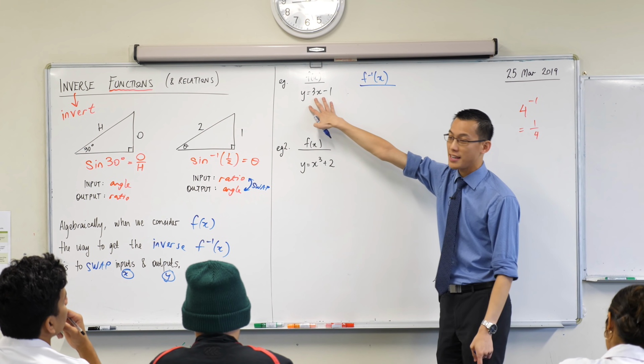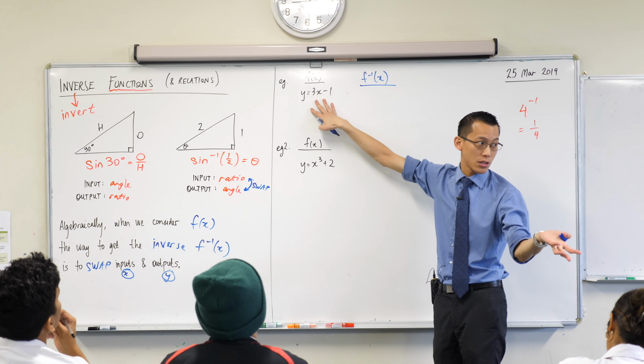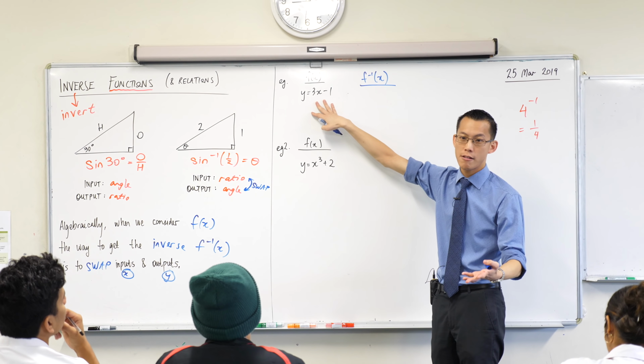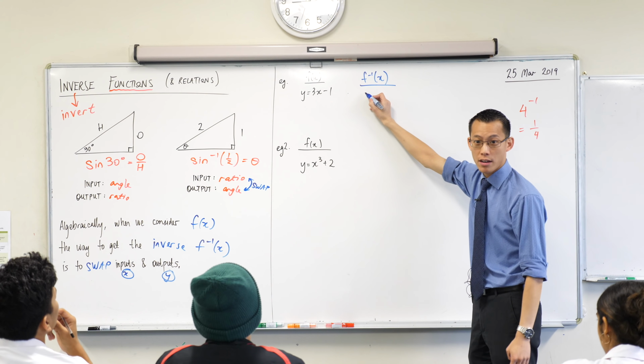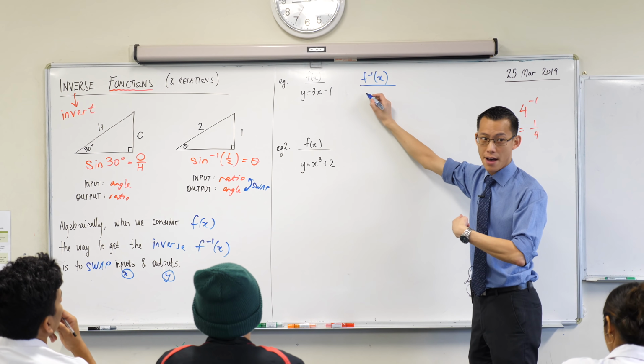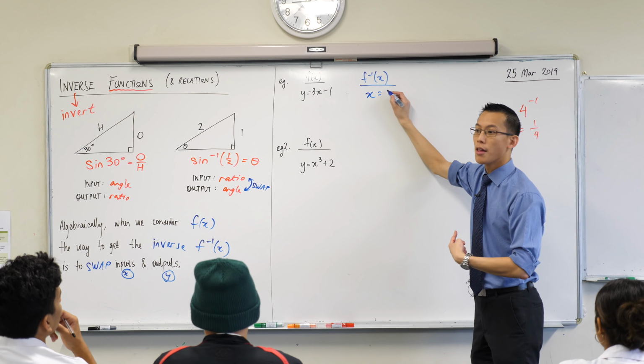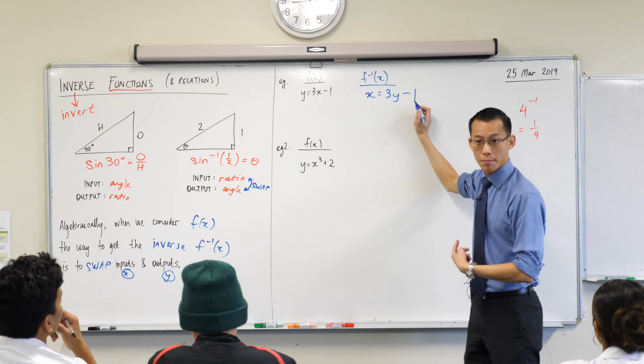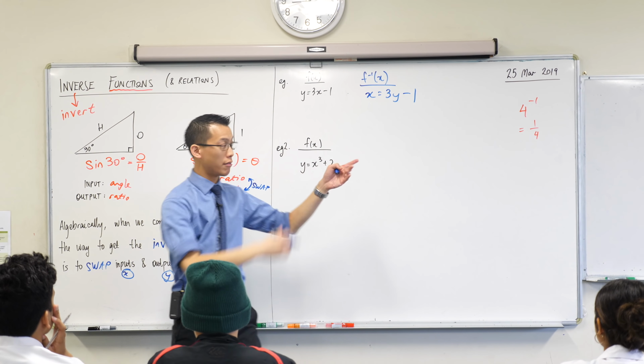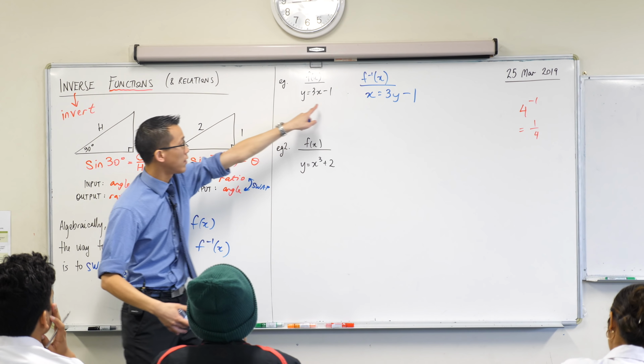So everything that I see here, I'm going to rewrite. But everywhere I see an x, I'll swap it for a y. Everywhere I saw a y, swap it for an x. So I'm going to get, instead of y equals, I'll have x equals 3y minus 1. Now, in theory, I'm done. That thing there is the inverse function of this.